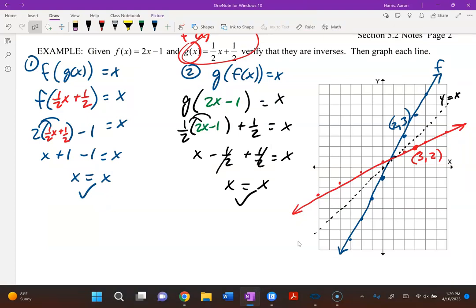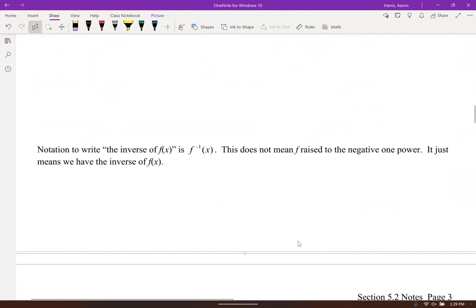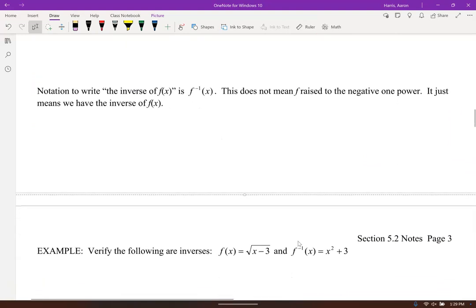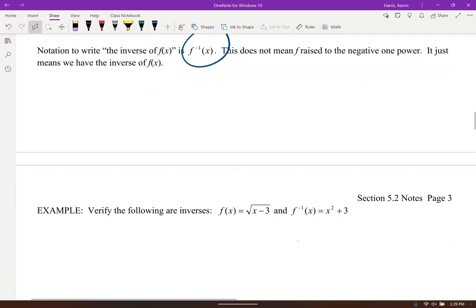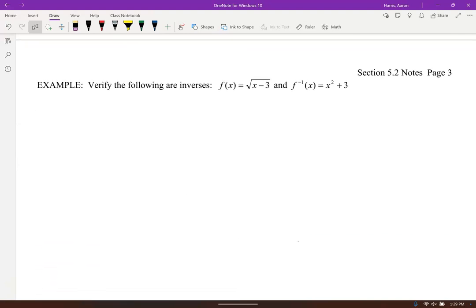All right, let's keep going here. I've got, make a little note, right? This f inverse, as we've mentioned, that's f inverse. That's the inverse of f. That is not to a -1 power. That's f inverse. All right. Notation. All right, let's go ahead and verify these ones.